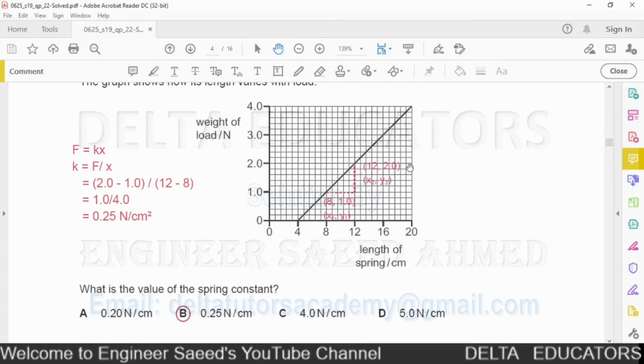Now formula to find out gradient is y2 minus y1 over x2 minus x1. So same formula we have used here. Now value of y2 is 2 and value of y1 is 1. So y2 minus y1 will be equal to 2 minus 1 divided by x2 minus x1. Here value of x2 is 12 and value of x1 is 8. So it will become 12 minus 8. Now by solving this one, we will get the answer 0.25 Newton per centimeter. Now 0.25 Newton per centimeter is given in option B. So correct option, option B.